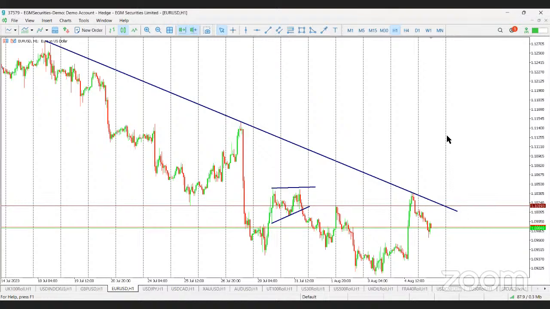But then if that doesn't happen and the current trend continues, then in this case, the expectation is that the Euro USD continues dropping towards the previous low. And this is the last low that we saw on Thursday last week.